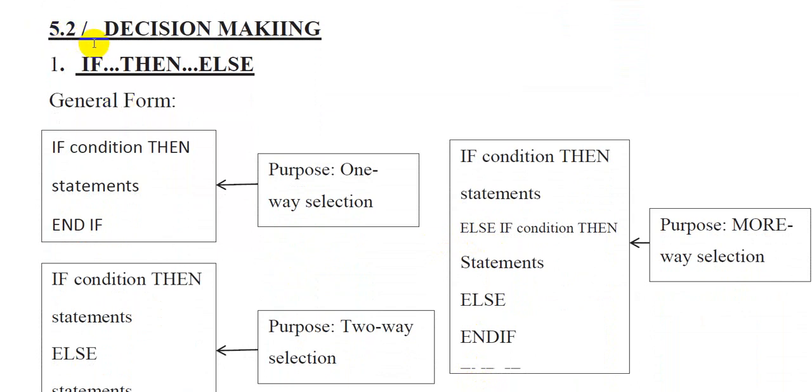Article 5.2 indicates decision making, or visualizing decision making, if then else. So the new statement here, with triple components, will be introduced in the following decision-making article. The general form of this will be visualized as follows.